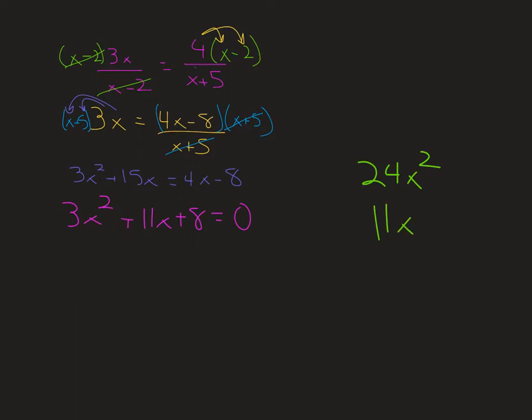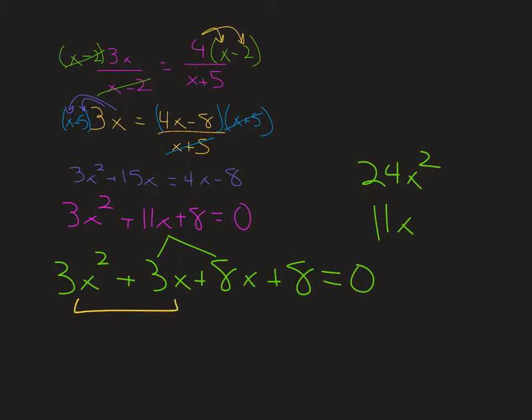Wasn't that just 3 and 8? So we can do that. So 3x squared plus 3x plus 8x plus 8 equals 0. So the 11x we broke into two pieces. Now what we're going to do is we're going to group these. So what can we take out of both those? Well, we can take a 3x out of both those. And we're left with x plus 1. And what can we take out of both those? Well, we can take an 8 out. And we're left with x plus 1.